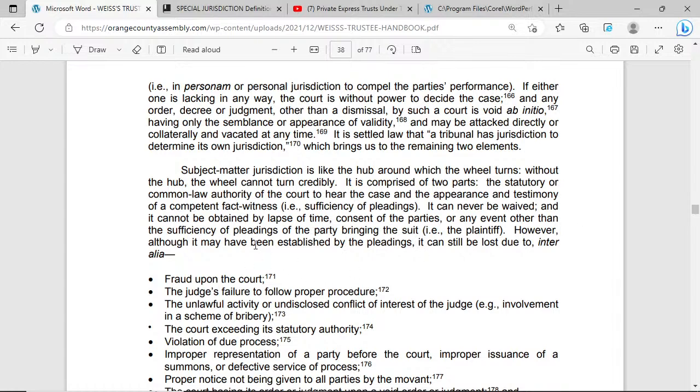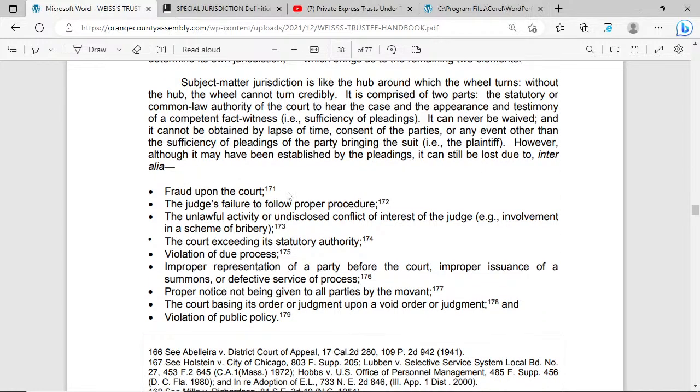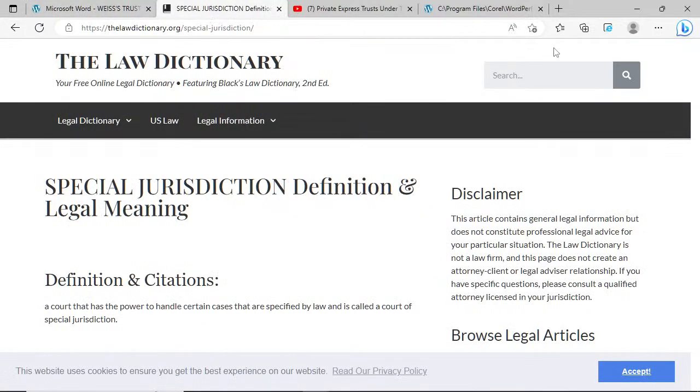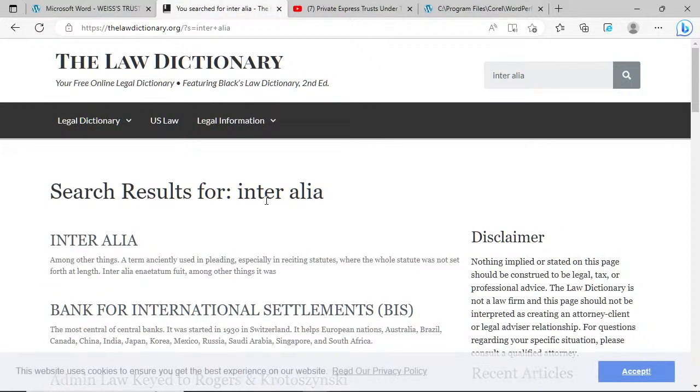However, although it may have been established by pleadings, it can still be lost due to, inter alia, fraud upon the court. Inter alia, I need to make sure I'm looking that up. Let me look that up. I remember, among other things. Okay.